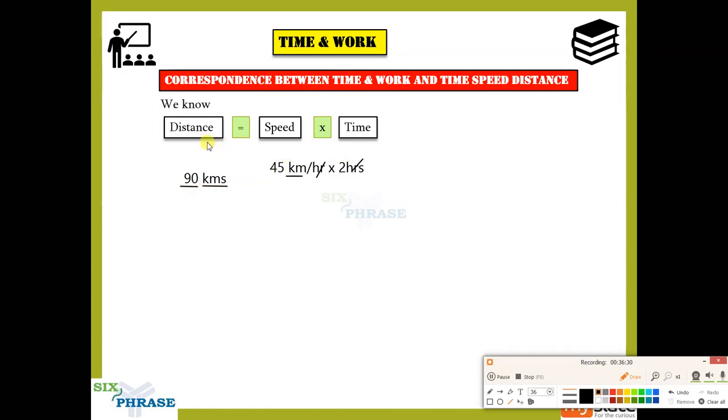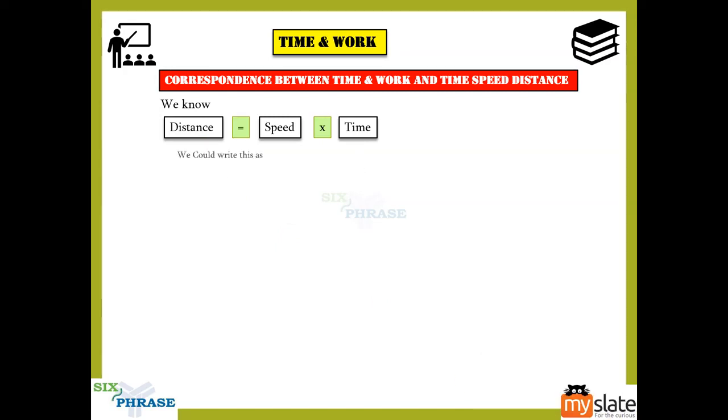So this is a very important formula in time, speed, and distance. We cannot do any problem in time, speed, and distance without this formula. So I'm just giving you a forewarning. Make sure that you know this formula. Now, how is this related to time and work? So we'll have a look at that.